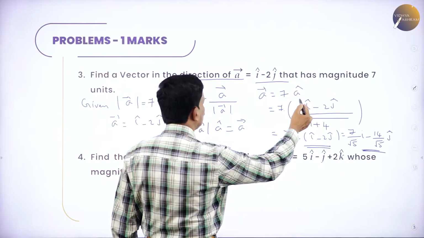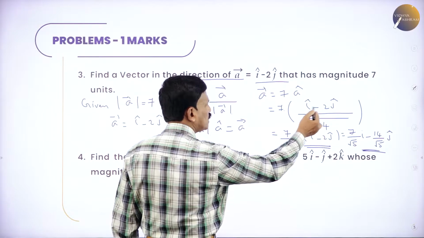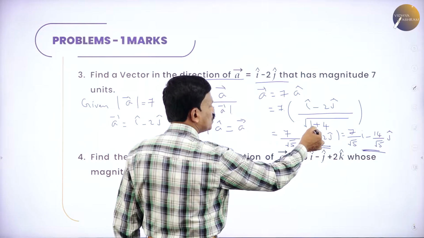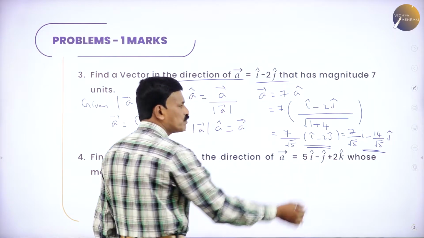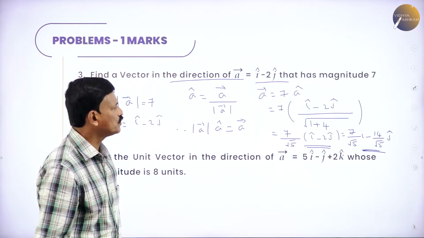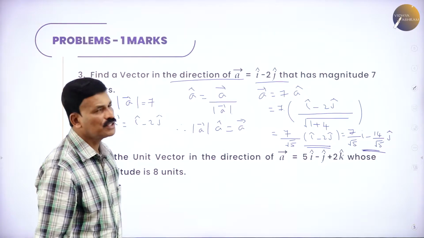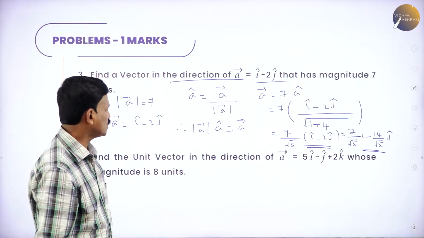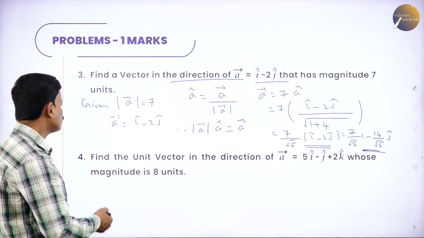7 into the unit vector of A, which is vector divided by its own length, i minus 2j divided by 1 square is 1 plus 2 square is 4. 4 plus 1 is 5. 7 by root 5 into i minus 2j, or 7 by root 5 i minus 14 by root 5 into j is the required vector. Now let us come to the next problem.